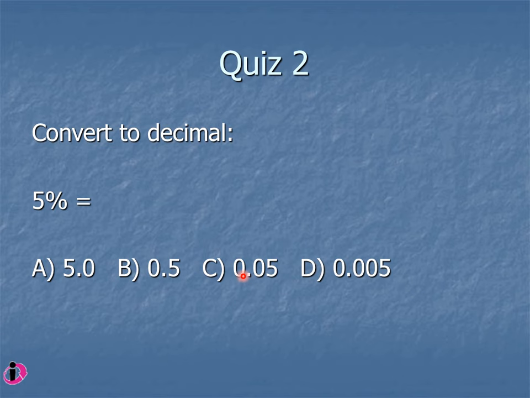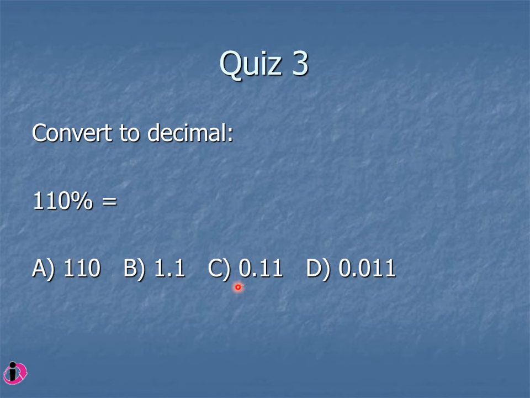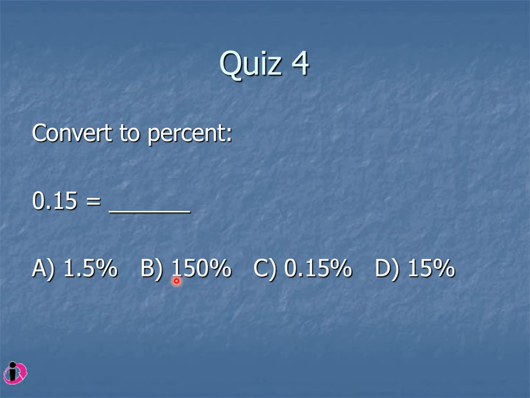5%. You have decimal point right after 5, and you move it 2 positions to the left, because you can assume there are zeros here, right? So it's 0.05, so the right answer is C. 110%. So you have decimal point here. You move it 2 positions to the left, which makes it 1.1, right? Which is B.